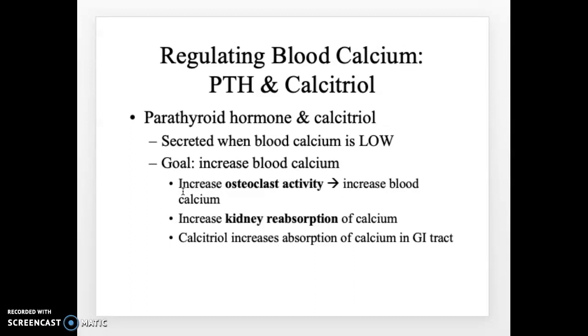We do this in kind of three different ways. We increase osteoclast activity, so we're dissolving bone and releasing the calcium. We also increase kidney reabsorption of calcium. You guys will go through the kidneys in Bio 202, but basically there's a bunch of tubes, and depending on what the body needs, certain things like calcium can be reabsorbed or they can be peed out. Parathyroid hormone tells the kidneys to reabsorb the calcium back into the blood. Calcitriol, like I just said, increases absorption of calcium in the GI tract, gastrointestinal tract.